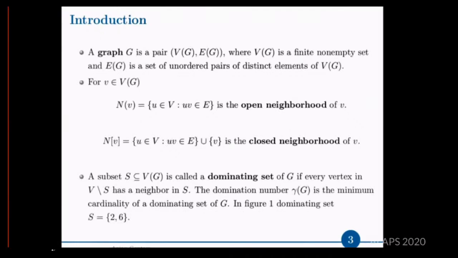Now, a subset S of V(G) is called a dominating set of graph G if every vertex in V not in S has a neighbor in S. The domination number gamma(G) is the minimum cardinality over all dominating sets of graph G. Now I would like to show you an example of a dominating set.